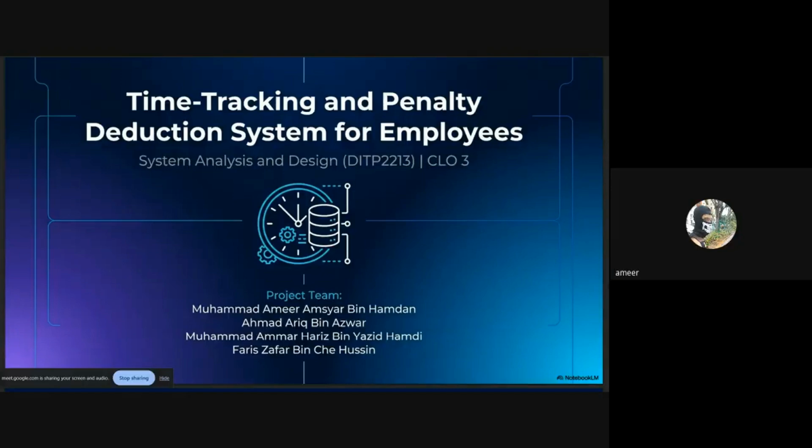Before we begin, let me introduce our project team. I am Muhammad Amiam Shah bin Hamdan, the project leader. Joining me today are Ahmad Arik bin Azwa, our system analyst, and Muhammad Amar Haris bin Yazid Hamdi, our database designer, and Faris Zafar bin Che Hussein, our UIX designer. Let us start by looking at the core objectives of this proposed system.